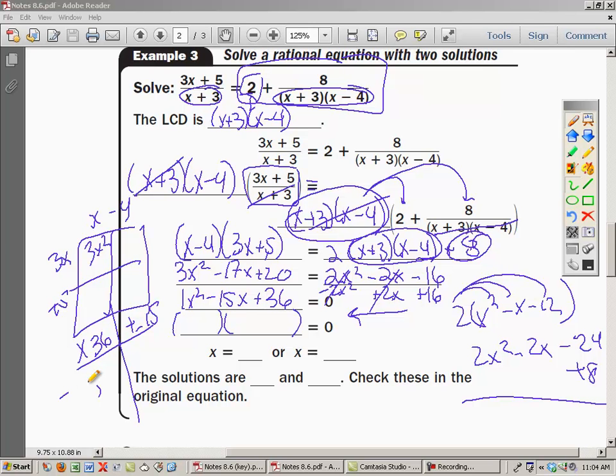Two numbers that multiply to 36 that add to negative 15 ends up being 3 and 12. And so my factors are x minus 3 and x minus 12. So my solutions are x equals 3 and x equals 12.